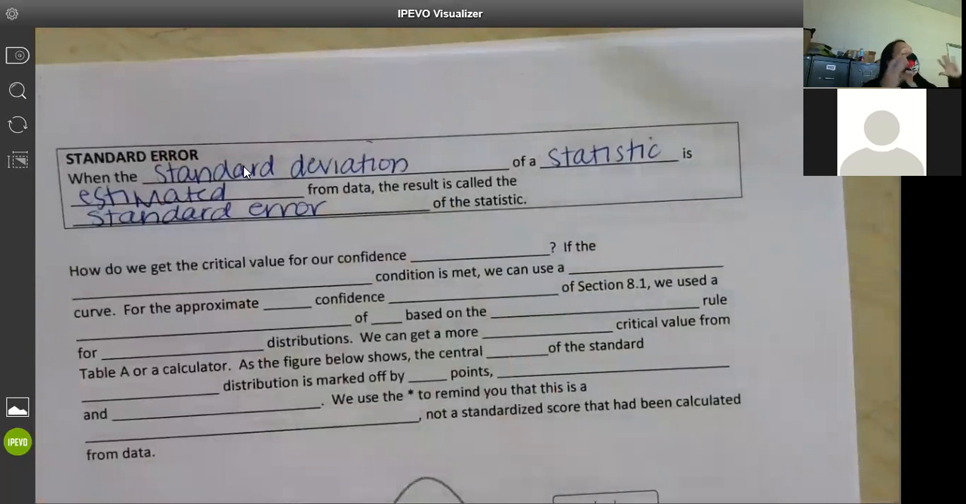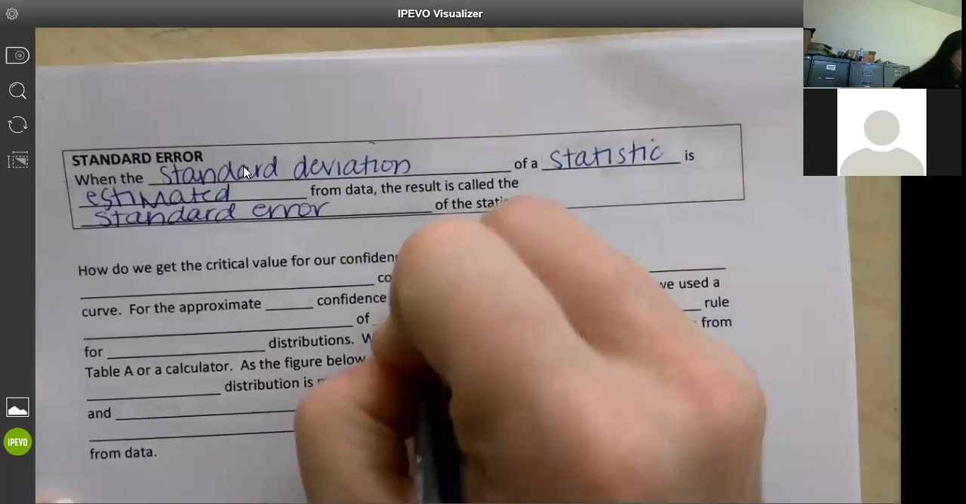All right. So in our formula, we know how to get our statistic. That's our p-hat, what we want over our total, or if they give us the actual proportion, it's the actual proportion. Everybody okay with that part? We're moving on. Plus or minus the critical value. So how do we get the critical value for our confidence interval?